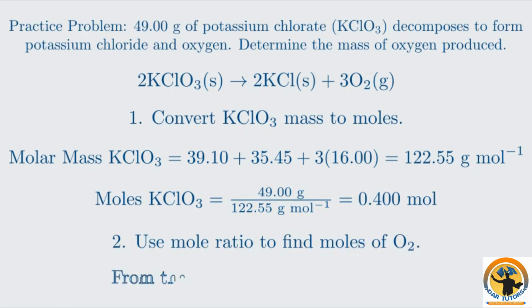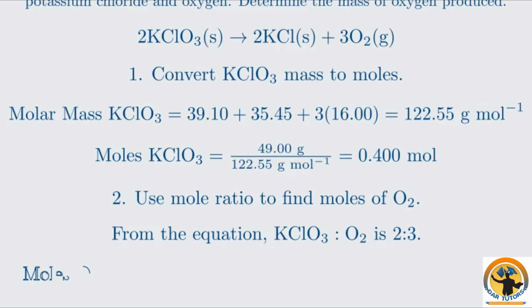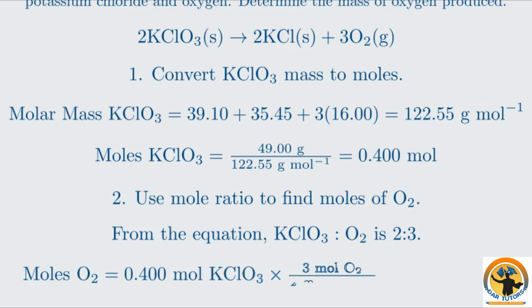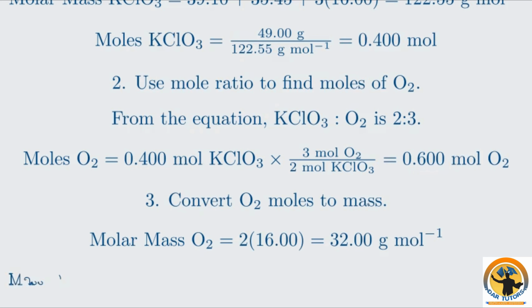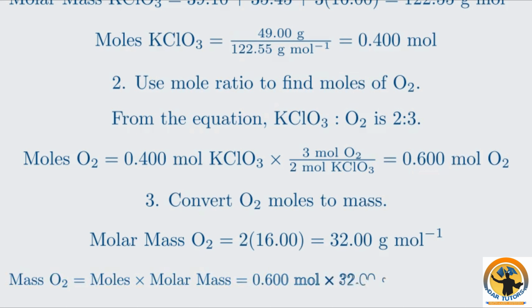Moles of KClO3 is 49.0 grams divided by 122.55 grams per mole, which is 0.400 moles. Step 2. The mole ratio of KClO3 to O2 is 2:3. So 0.400 moles of KClO3 will produce 0.400 times 3 halves, which equals 0.600 moles of oxygen. Step 3. The molar mass of O2 is 32.00 grams per mole. Mass of O2 is 0.600 moles times 32.00 grams per mole, which is 19.2 grams. Notice we report the final answer to 3 significant figures, matching the precision of the starting data.